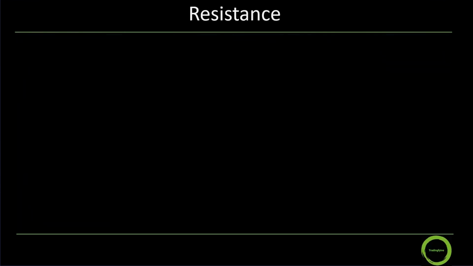Moving forward, let us look at resistance. Now resistance is just opposite to support. Like the role of the support is to provide a buying pressure and to change the downtrend into an uptrend.